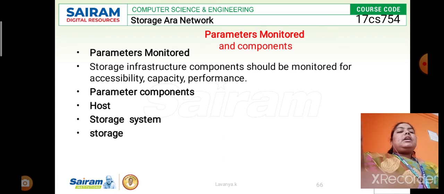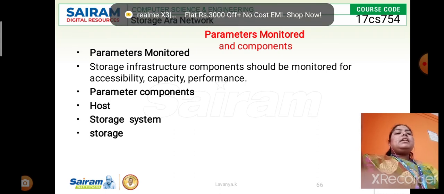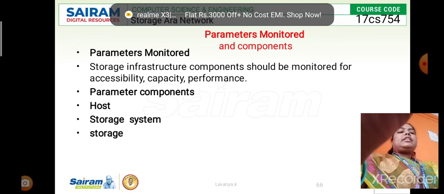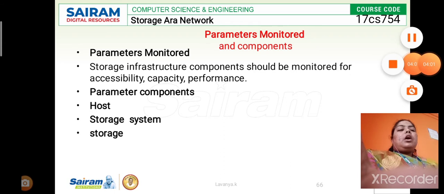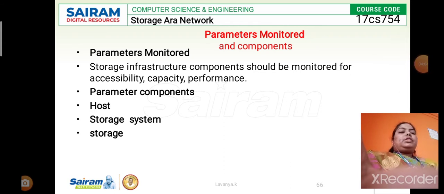So these are the three parameters which we use in the parameter monitoring of the storage infrastructure, the three parameters we maintain in the storage infrastructure as a component. Then what is the parameter component? The parameter components are of three types. One is host as well as the storage systems. The host is nothing but a client.